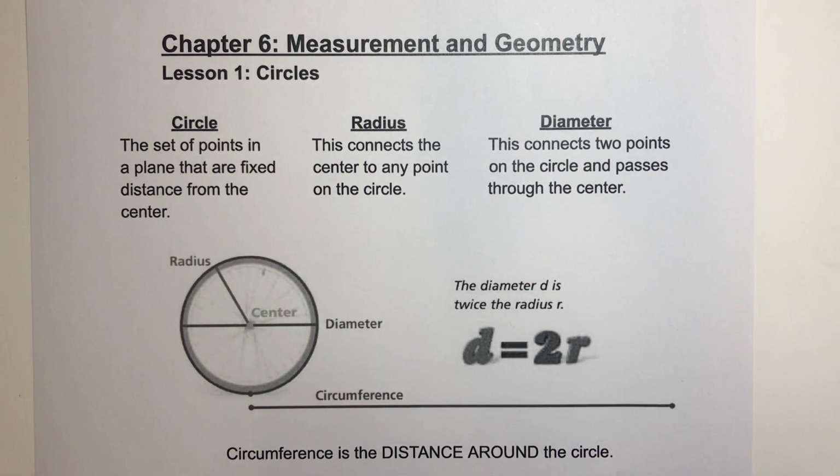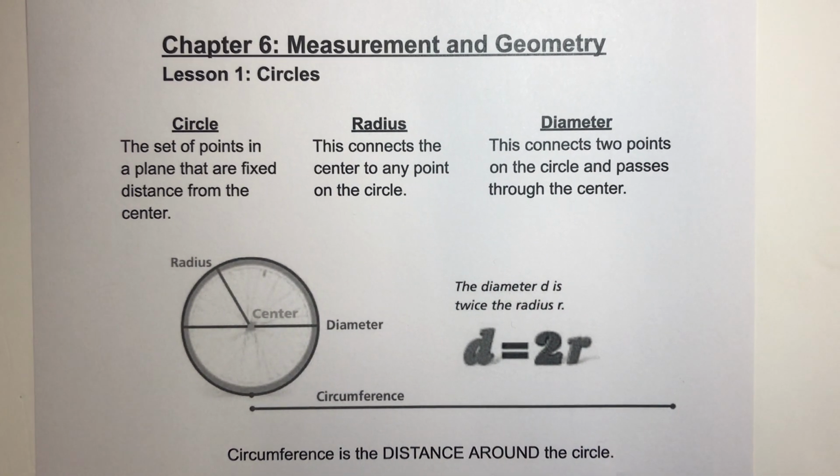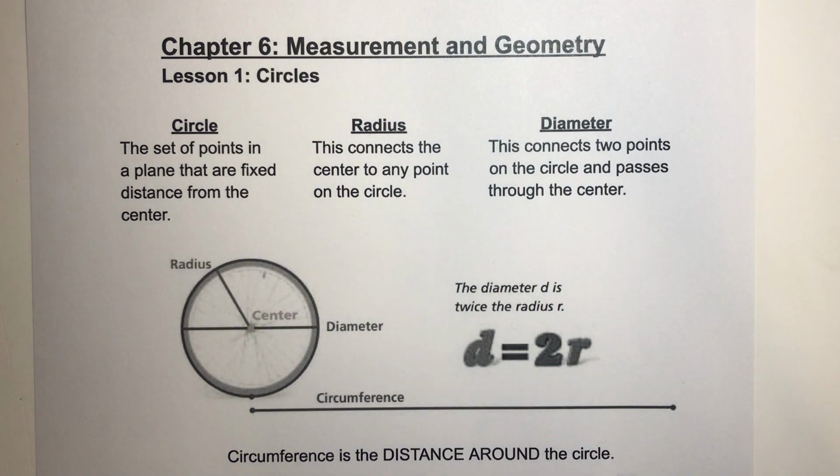So let's talk about a few vocabulary terms. The circle, that is a set of points in a plane that are a fixed distance from the center.